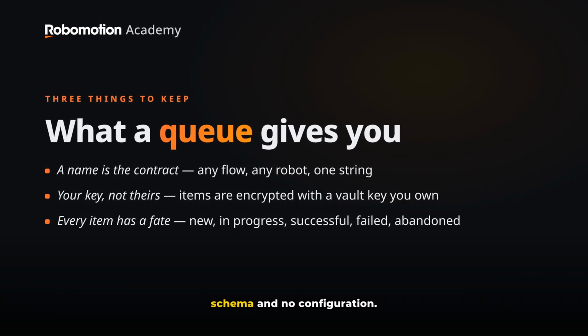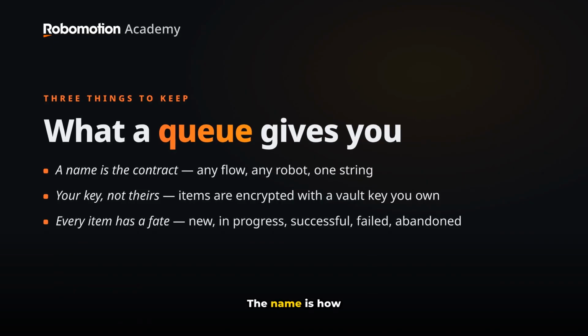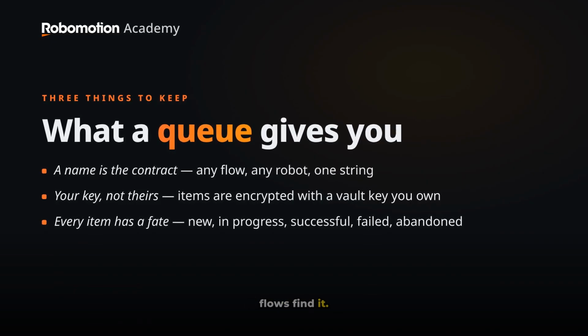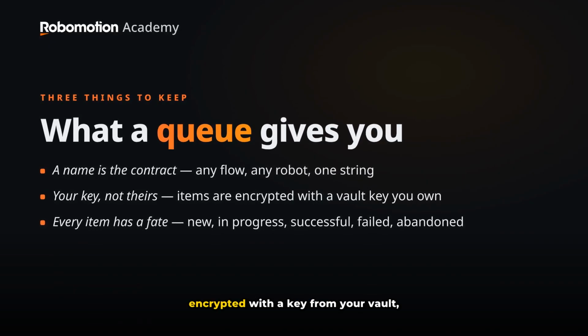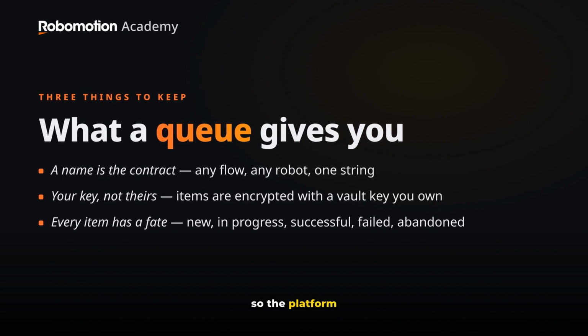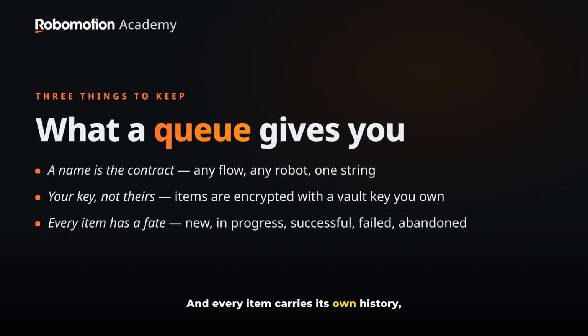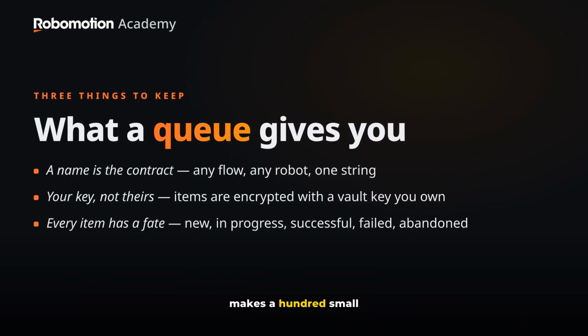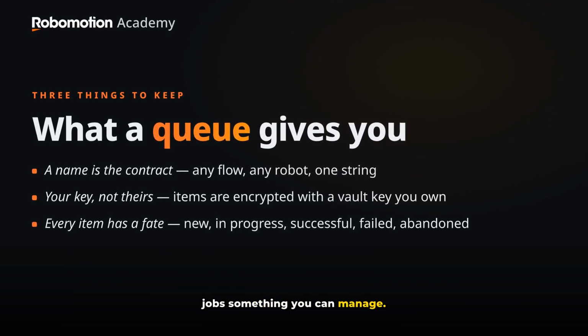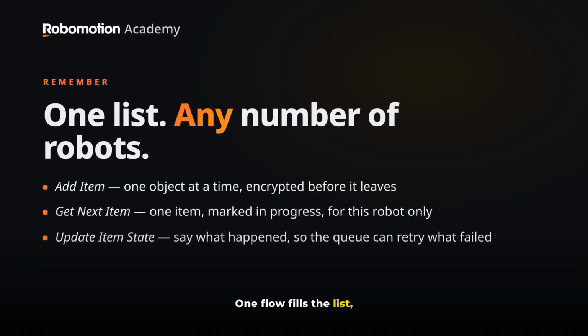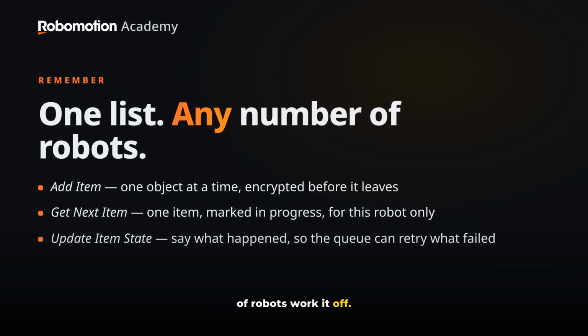A queue has no schema and no configuration. The name is how flows find it. The items on it are encrypted with a key from your vault, so the platform stores what it cannot read. And every item carries its own history, which is what makes 100 small jobs something you can manage. 1 flow fills the list, and any number of robots work it off.